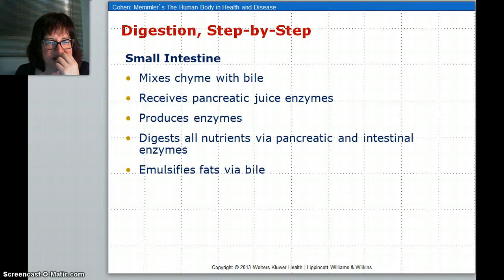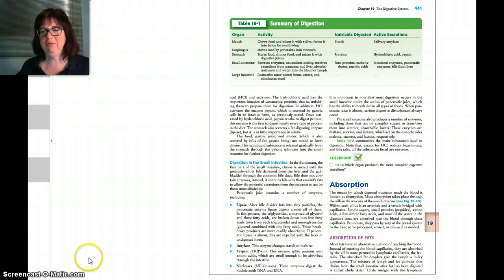The enzymes are in a table in your textbook. I'll have to call that up in a moment. Just a second. Okay, let's look at table 19.1 on page 441. This is a summary of the digestive enzymes I want you to look at.